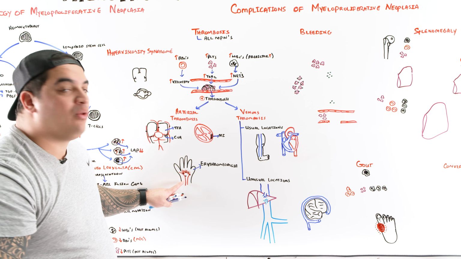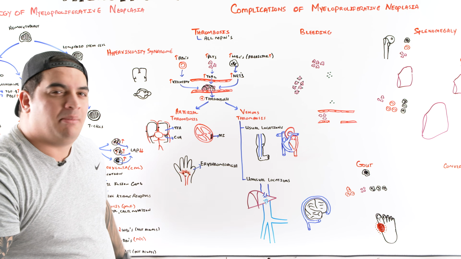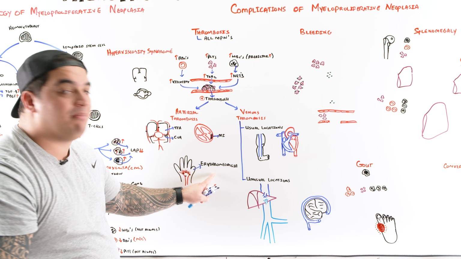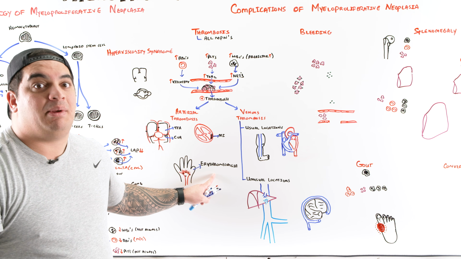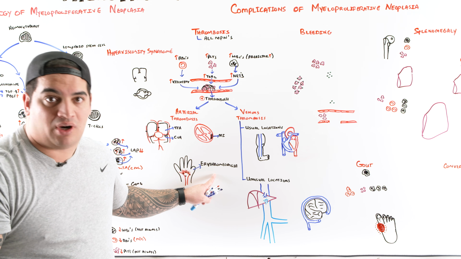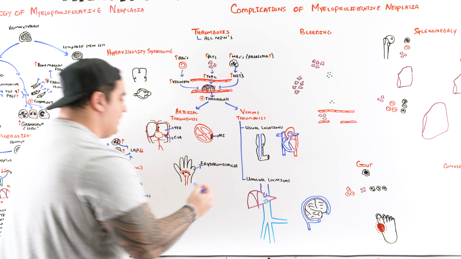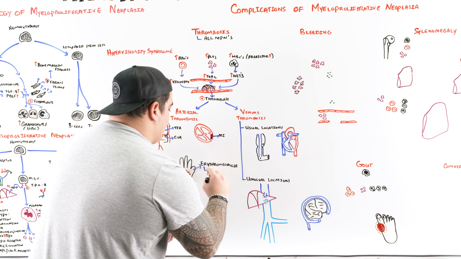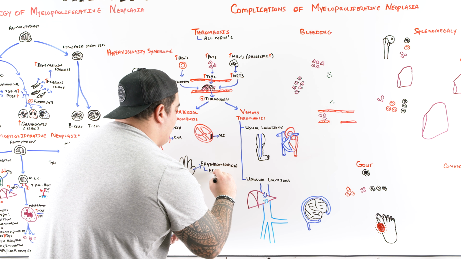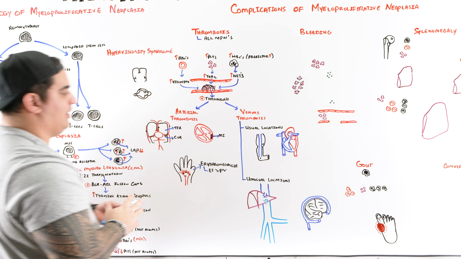It is again due to microvascular thrombosis. But here's a really important thing to remember. You can see this in Polycythemia Vera. You can see it in essential thrombocythemia, but it is going to be much more common in essential thrombocythemia. So when I see this one, I want you to remember it can be seen in essential thrombocythemia more often than seen in Polycythemia Vera.